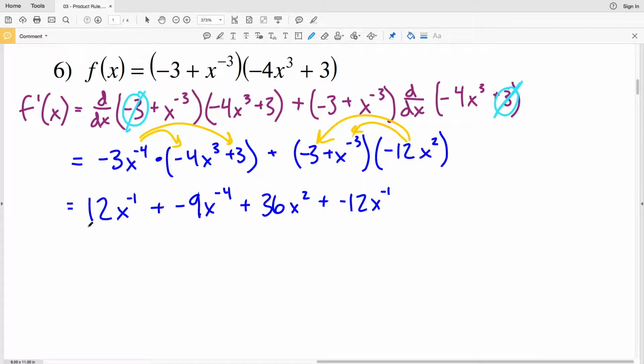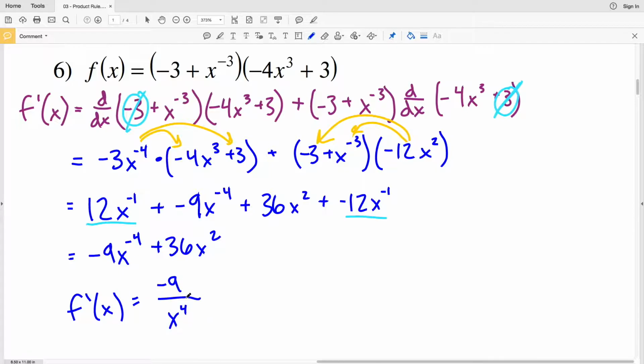Now I'll have two terms that I combined. And notice that 12x to the negative 1 plus negative 12x to the negative 1 equals 0. So I have negative 9x to the negative fourth plus 36x squared, which in function notation, I'll have negative 9 over x to the positive 4, because remember, when we have any variable to a negative exponent, we can write that in the denominator as that variable to the positive value of the exponent. So negative 9 over x to the fourth is equivalent to negative 9x to the negative fourth plus 36x squared.